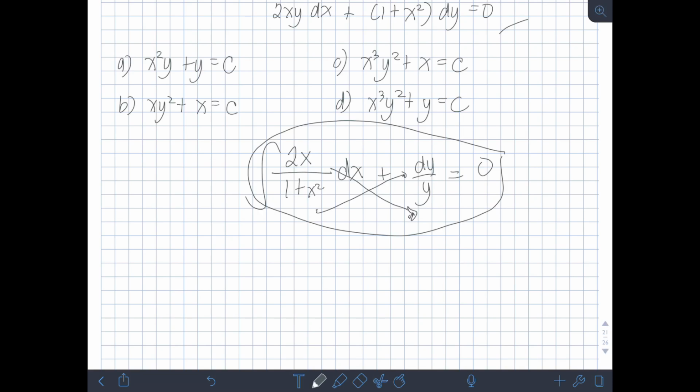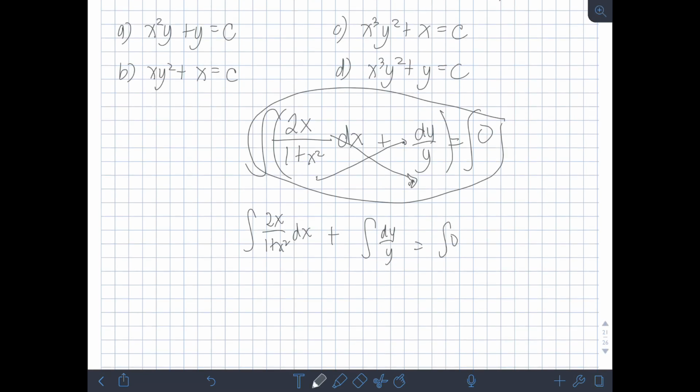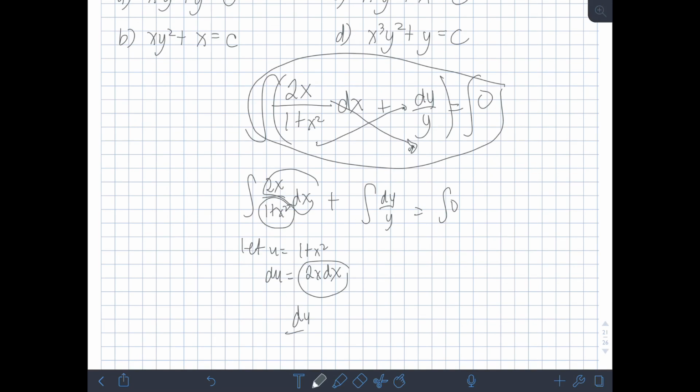So, pwede nating integrate both sides. Okay? So, integral ng 2x over 1 plus x squared dx plus integral ng dy over y is equal to integral of 0. So, parang, ito ay ano integral niyan? So, pwede nating i-let u yung 1 plus x squared. So, du is equals to 2x dx. So, parang magiging ano yan? Itong 2x dx, ito na yan, diba? So, du over u integral. Plus, ito, pwede nating integral readily, dy over y, parang ln yan, diba? So, ln y is equal to, ito, 0. So, 0 to, tapos plus c. So, parang c na lang lagay natin dito.